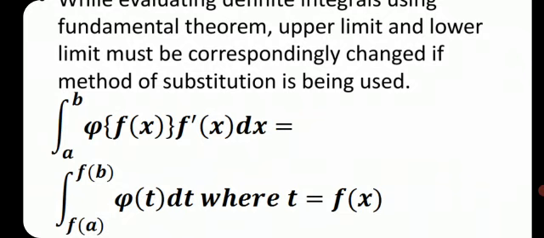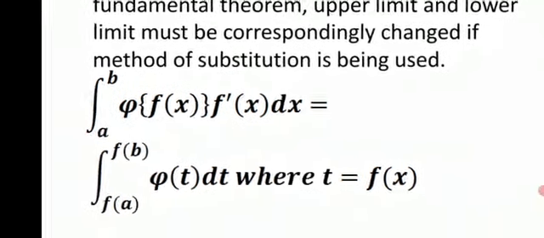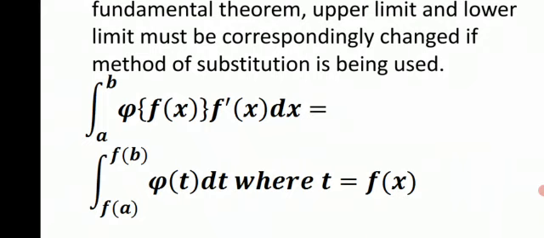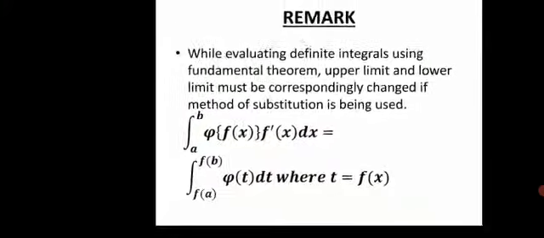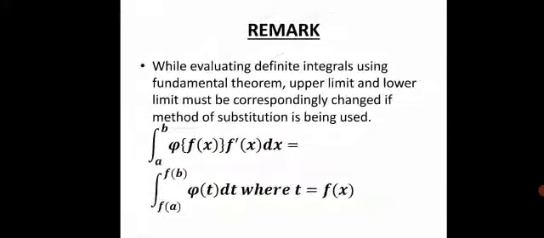Now if I have modified the function to t, the limits will also be modified. How will it be modified? If x is equal to a, then t will become f(a), so we write the lower limit as f(a). If x is equal to b, then t will become f(b), so we write the upper limit as f(b). And then we will integrate the function. This is all about the fundamental theorem of definite integral. Thank you, class.